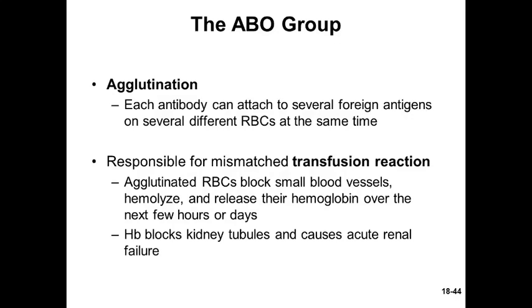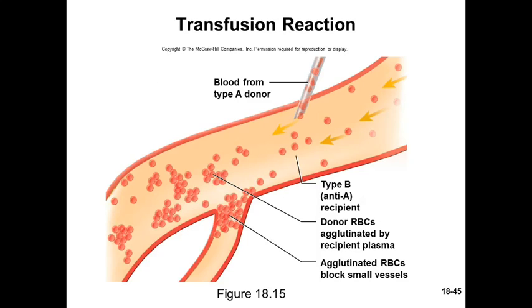And this agglutinated mixture of antigen and antibodies can lead to a blockage, which can lead to kidney damage or other tissue damage. Now, eventually, the agglutinated red blood cells will break down, will hemolyze and release their hemoglobin, but in the meanwhile, it can definitely cause some very significant blood flow issues.